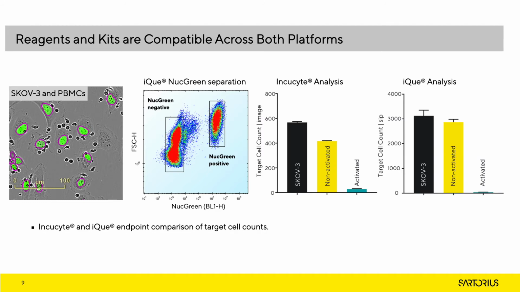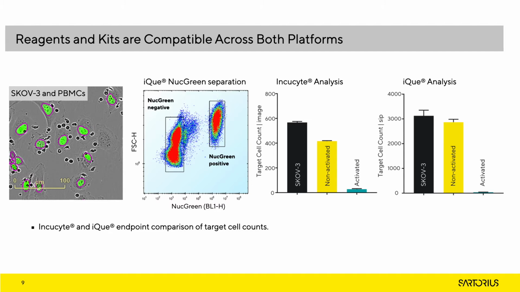These next two graphs show the target cell numbers expressed as target cell count per image for the Incucyte and target cell count per SIP on the iQue, with SIP meaning the sample size taken from each well for analysis. The data has been taken from a single experiment where a nuclei count was performed on the last time point taken on the Incucyte before the same cells were then lifted and sampled through the iQue instrument.